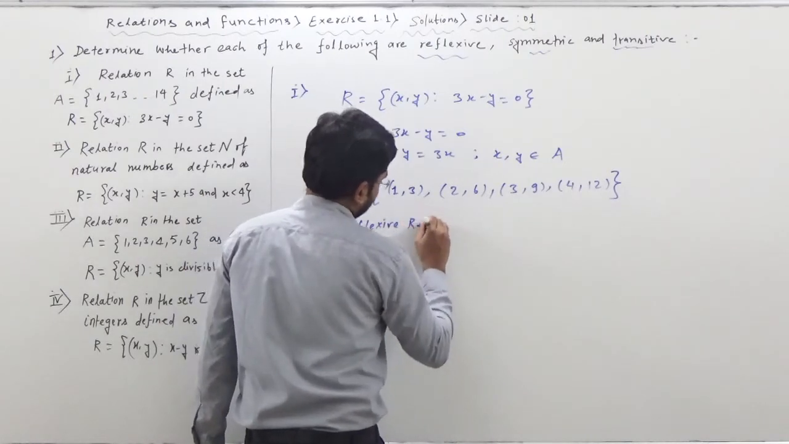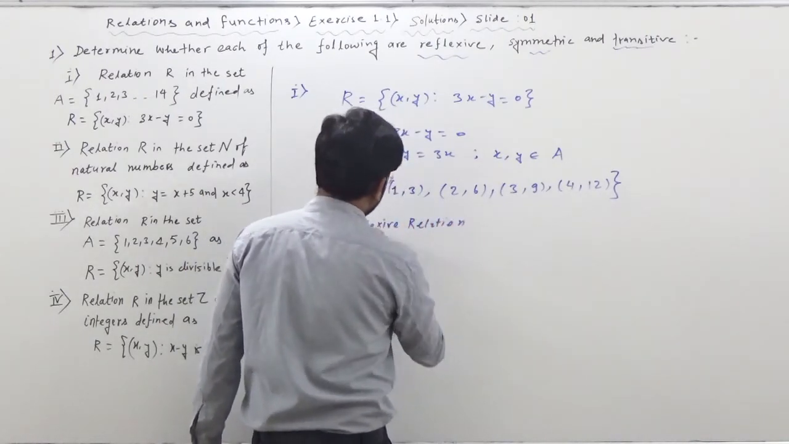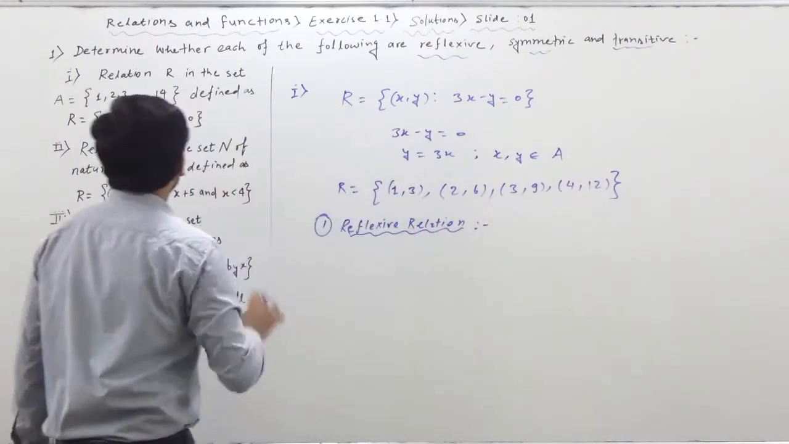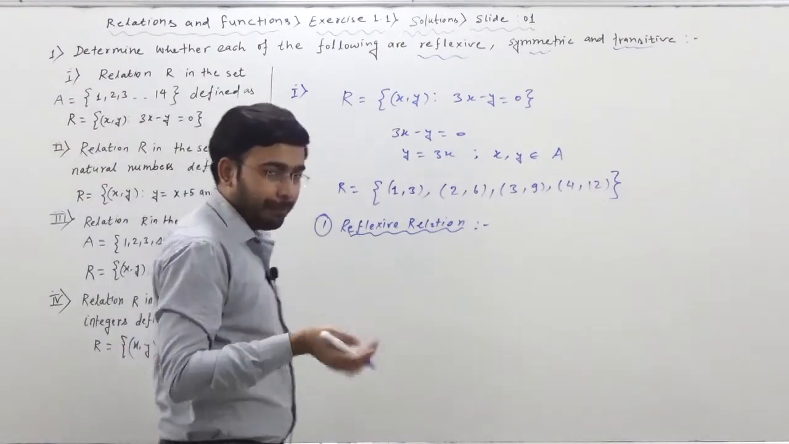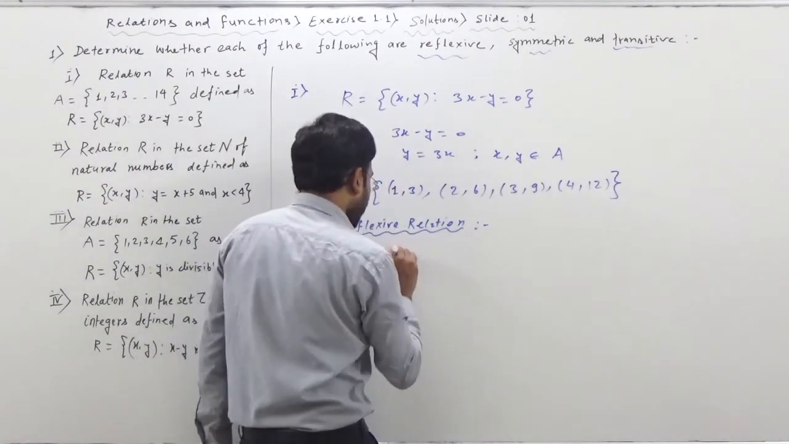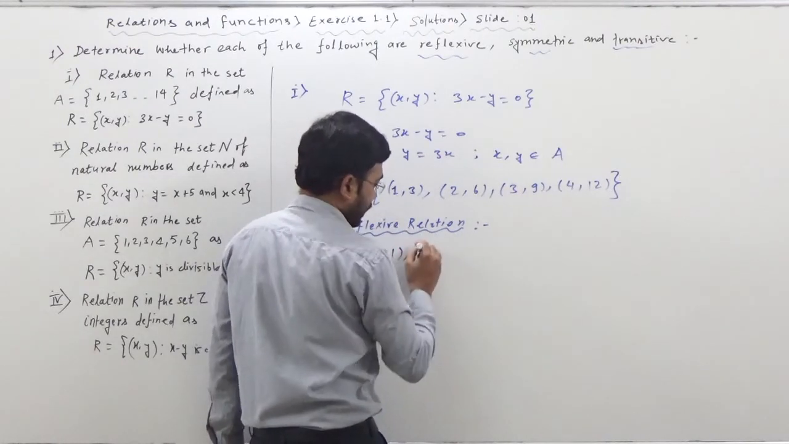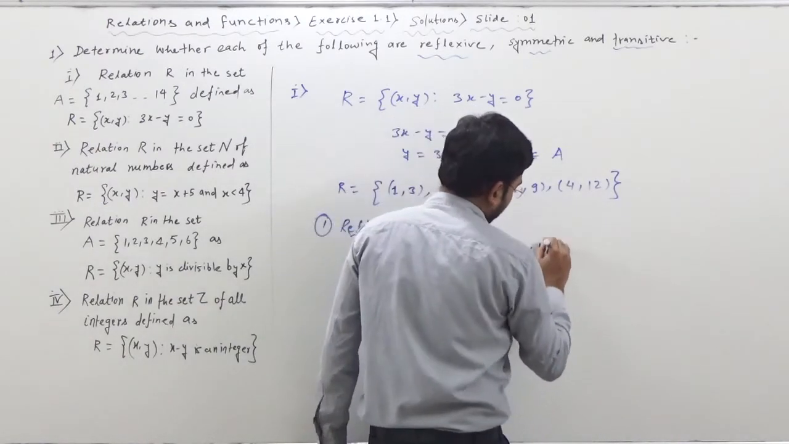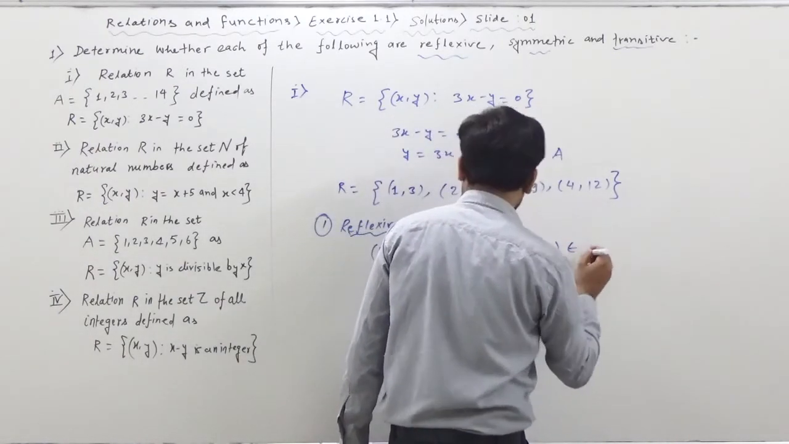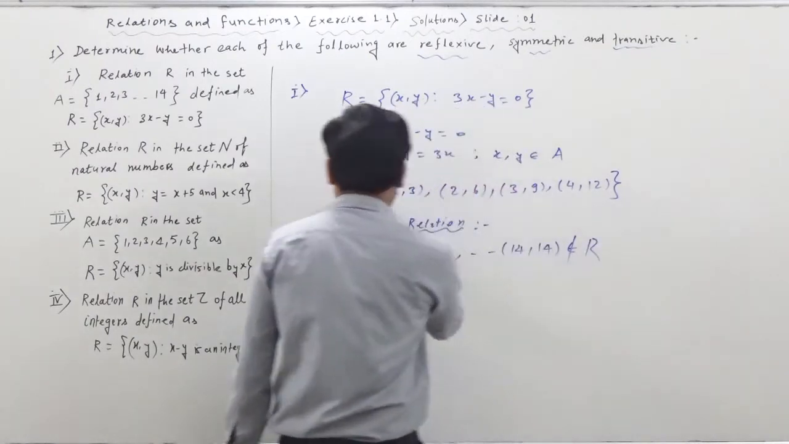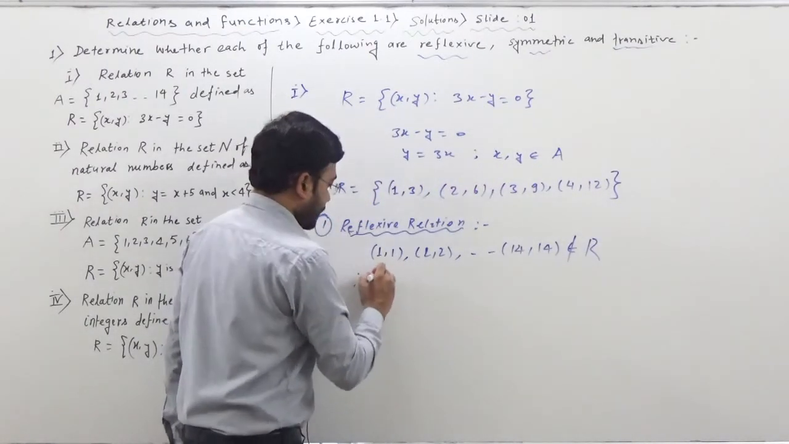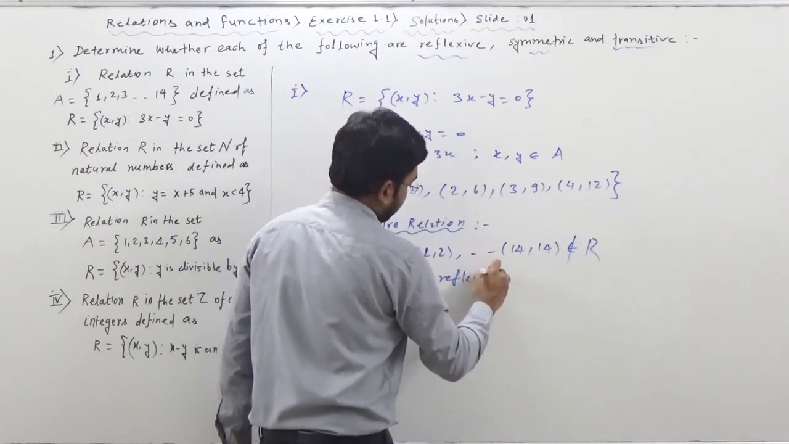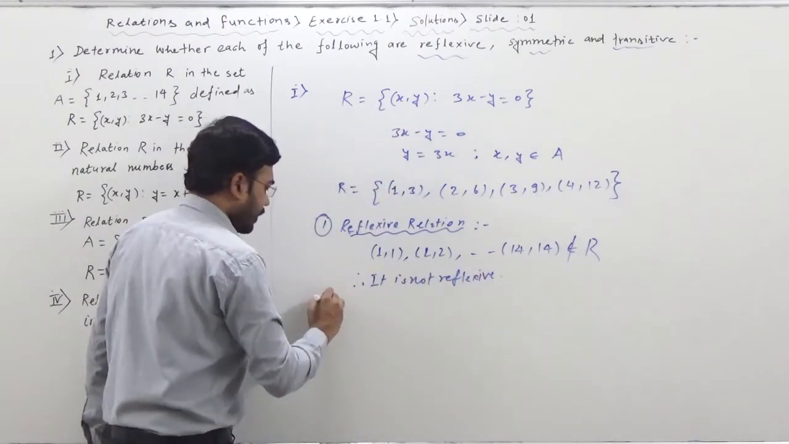Reflexive relation. Once we are checking for reflexive relation, what will we check? Whatever elements are there in set A, they need to have the self image. Is (1, 1) belonging to this R? No. (2, 2) is also not there. Even any of these self-image pairs are not available in this particular relation. Therefore, it is not reflexive. So this relation is not reflexive. Surely it is not reflexive.